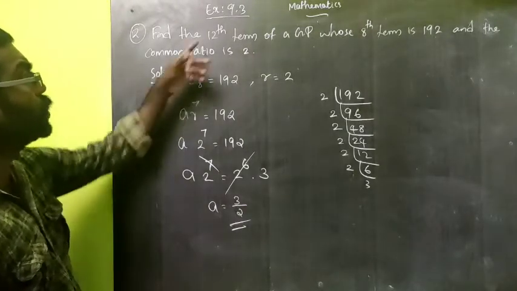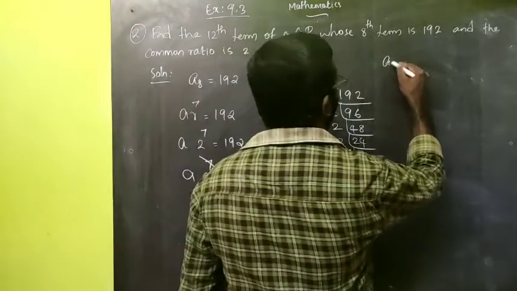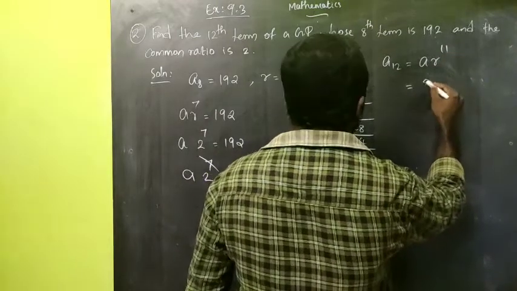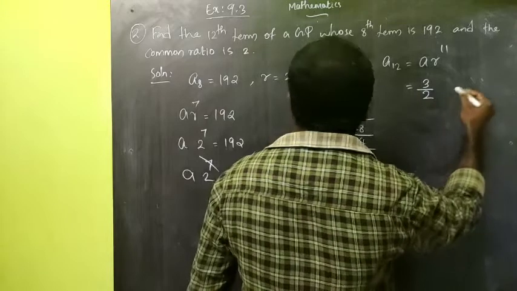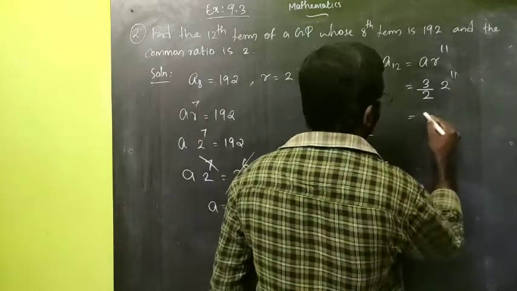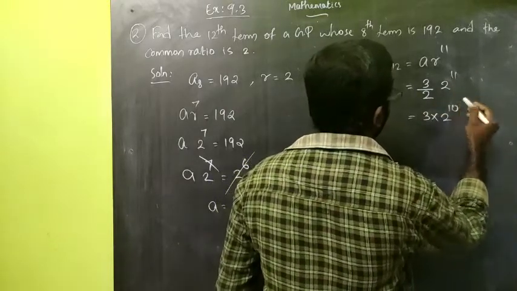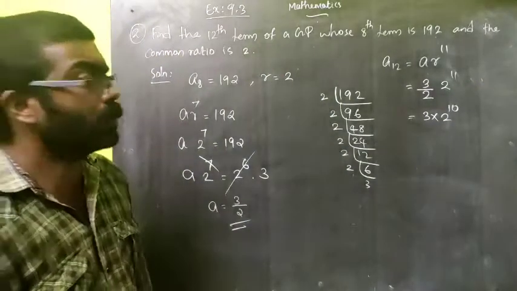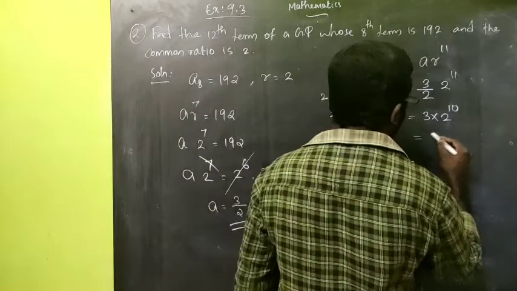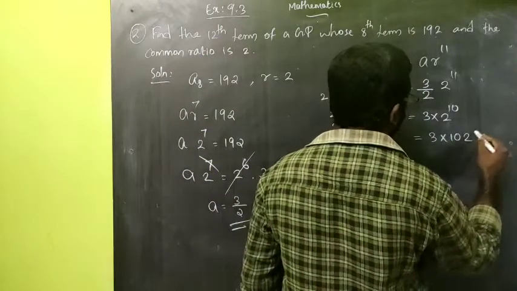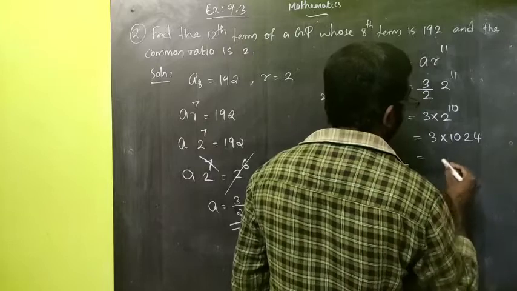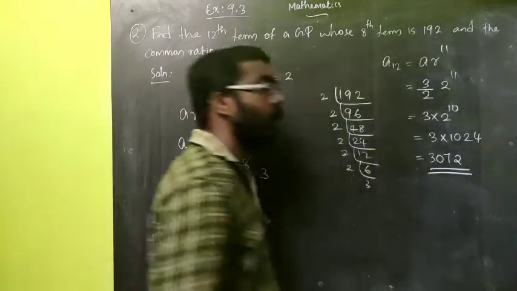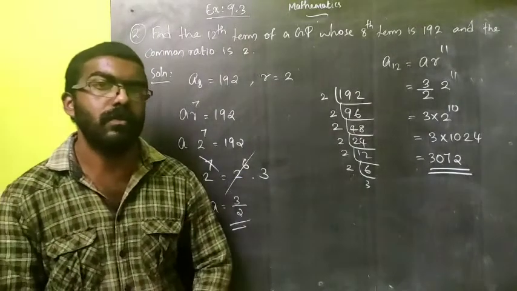Now we can find the 12th term. a_12 is equal to a r raised to 11. Here a is 3 by 2. So 3 by 2 into 2 raised to 11, which is equal to 3 into 2 raised to 10. Here one 2 gets cancelled. So we get 2 raised to 10. What is 2 raised to 10? 1024. Okay. 3 into 1024 gives 3072. So our final answer is 3072. Clear?